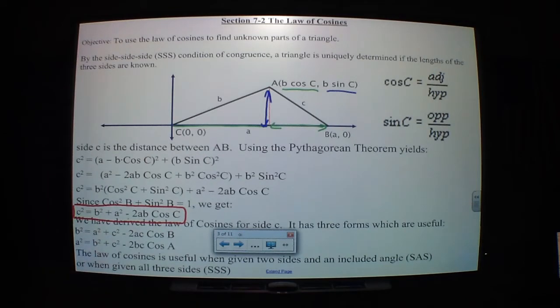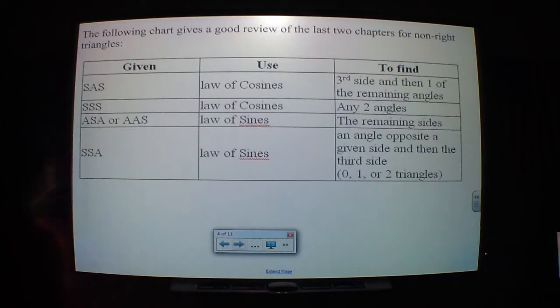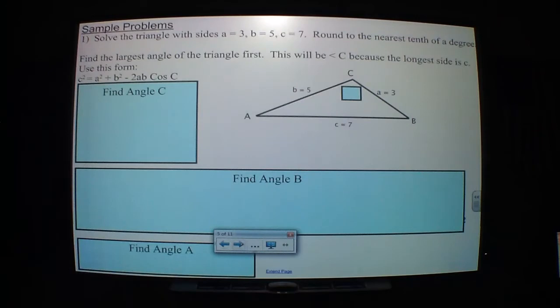I also have a table that shows you when to use law of sines and law of cosines. If you can use law of sines, use it. It's so much easier. So this is what I said at the beginning. So I have a triangle, sides A, B, and C, given. So I wrote those down.